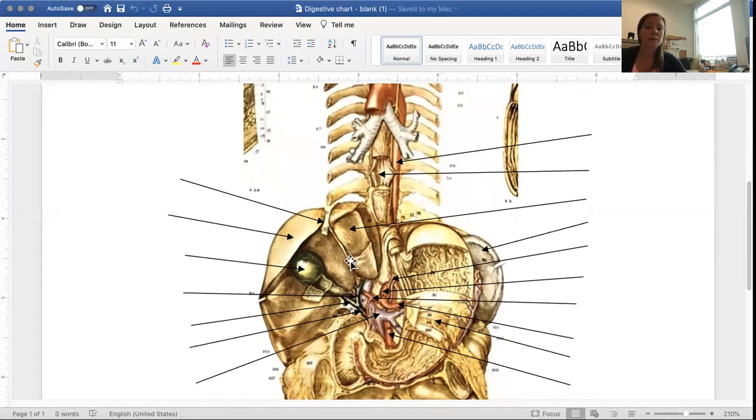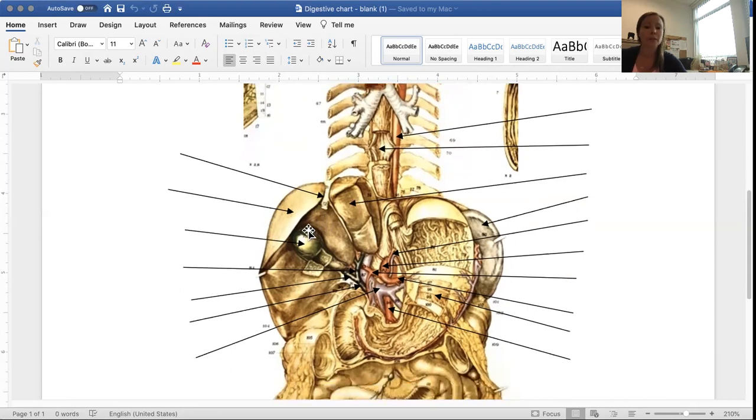This organ over here, making up or filling the majority of the upper right quadrant of the abdominal cavity, is the liver. This is the right lobe of the liver, and this is the left lobe of the liver. And they are separated by this structure here. This is called the falciform ligament.